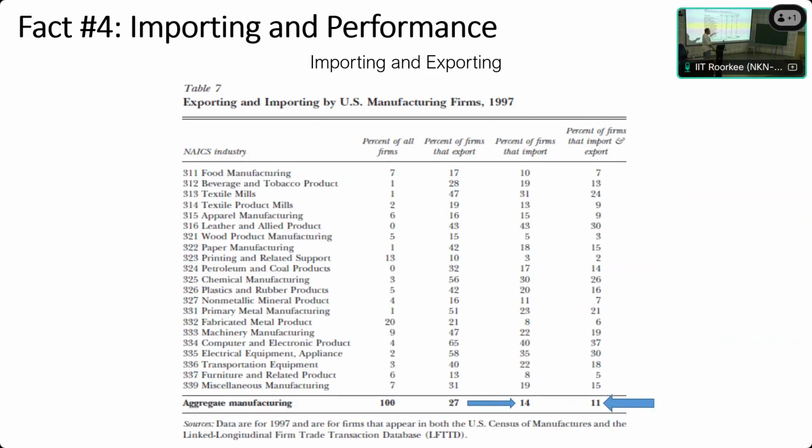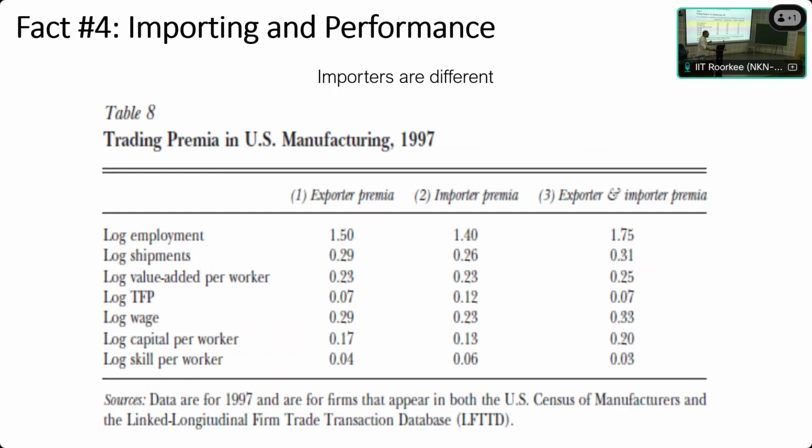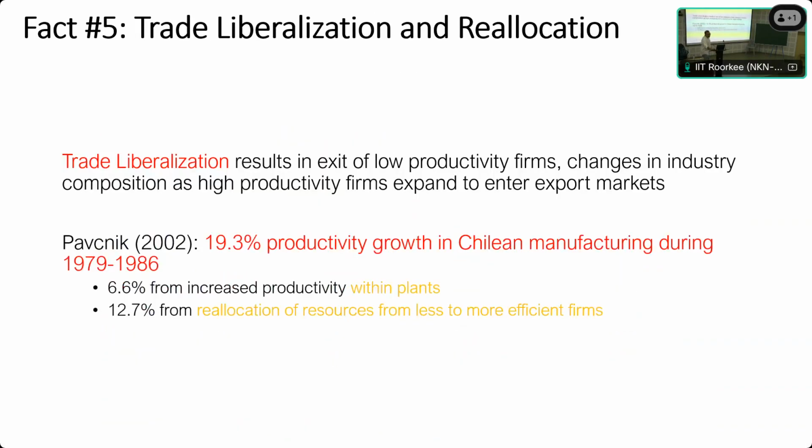And this is pretty similar across different countries. Trading premia is again the same. Log of employment in exporter and importer is 175%. 175% more employment happens. They sell 31% more goods. The value added per worker is 25% more. They give 33% more wage. So all these are very, very big numbers.